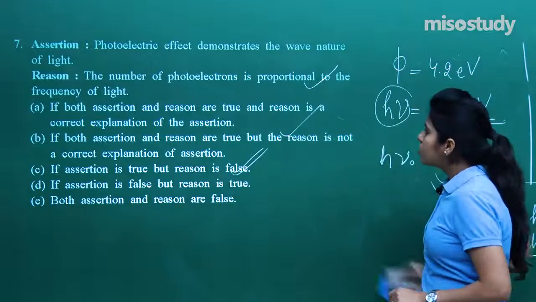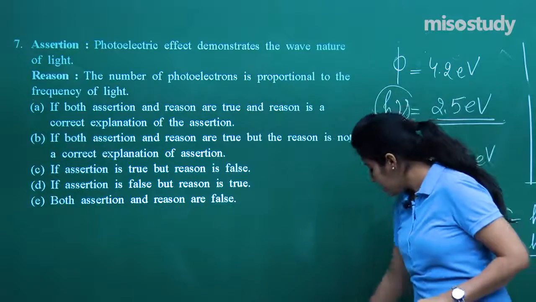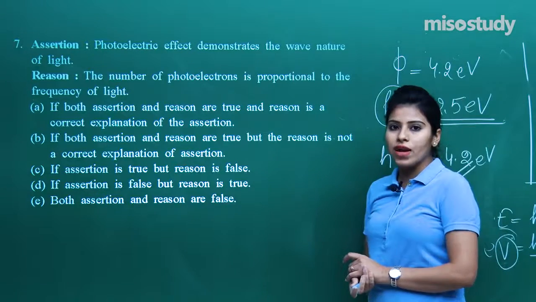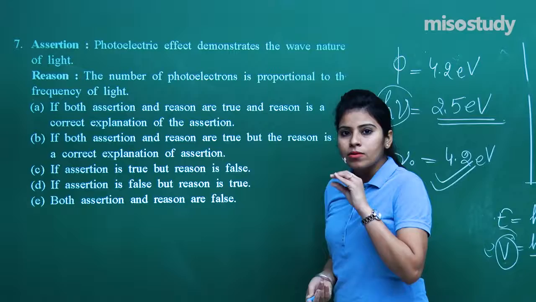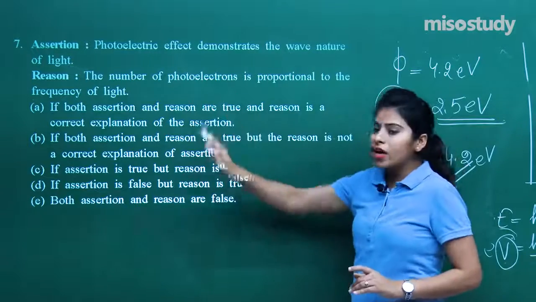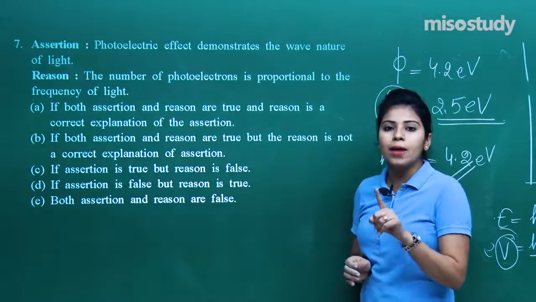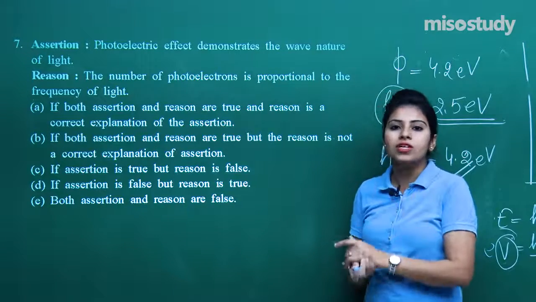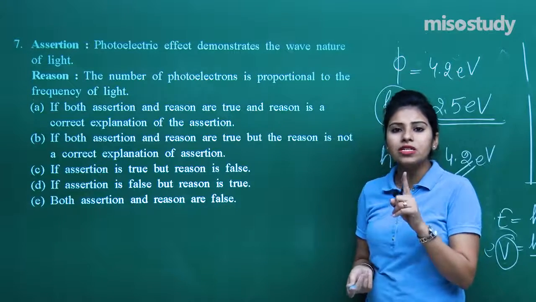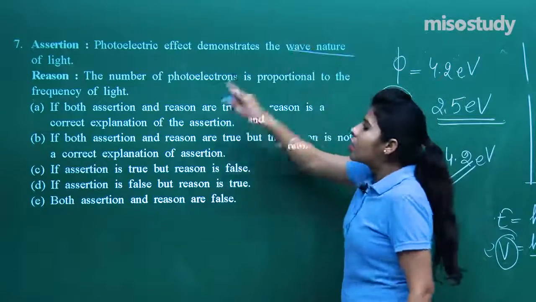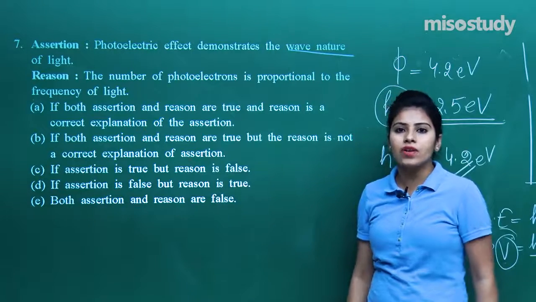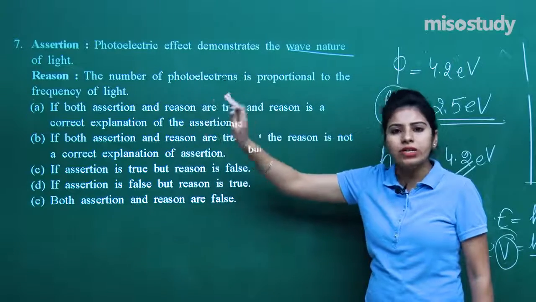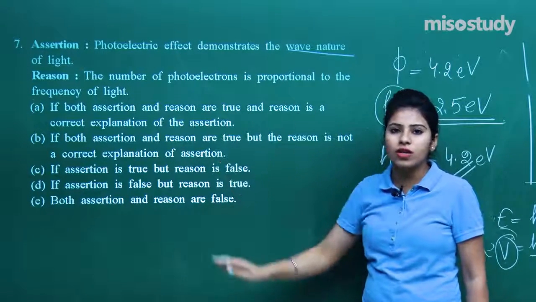Okay. So question number 7 says that the assertion is: photoelectric effect demonstrates the wave nature of light. We have taken the point that photoelectric emission is basically showing the particle nature of light, because we have seen that the photon was emitting out. That means it was not the wave nature, it was the particle nature of light. So from the reading itself, we can say that assertion 1 is false.